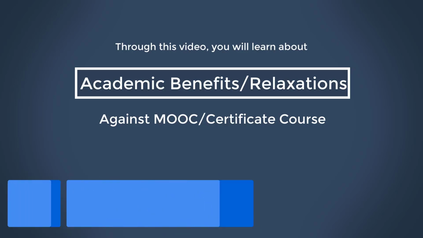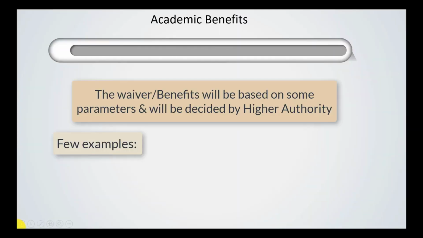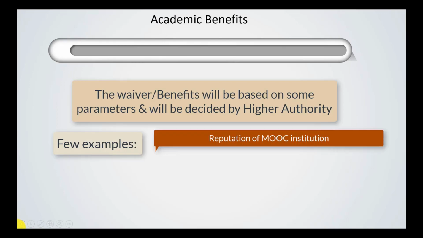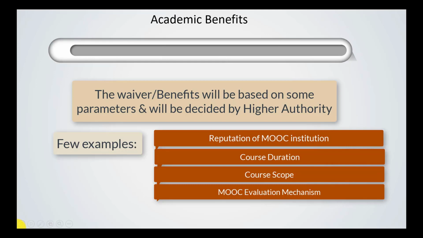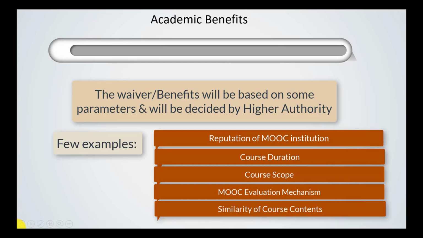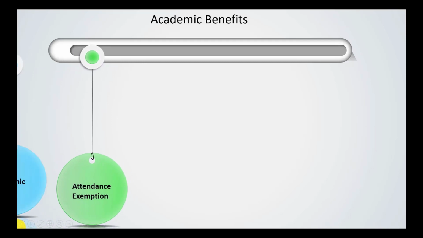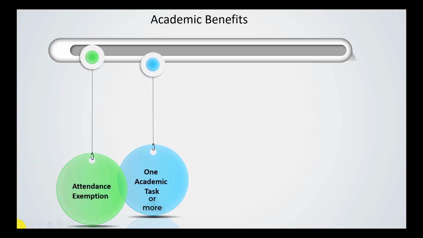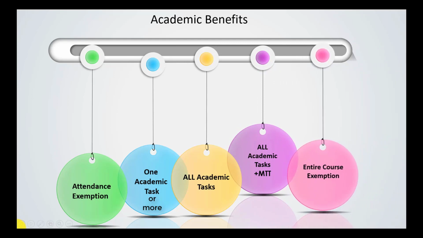So let's try to understand the various benefits you are going to get from LPU. Depending on parameters such as the reputation of the MOOC institution, course duration, course scope, MOOC evaluation mechanism, and similarity of course contents of the MOOC with the university, the school committee will decide the exemptions. These exemptions can be attendance exemption, one or more academic tasks exemption, all academic tasks exemption, all academic tasks plus MTT exemption, or the entire course exemption based on the said parameters.